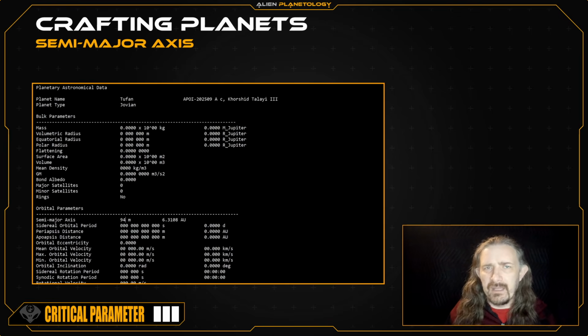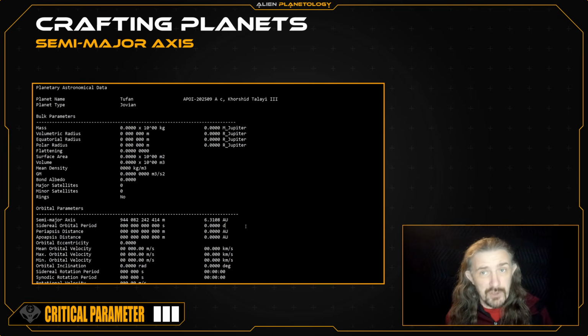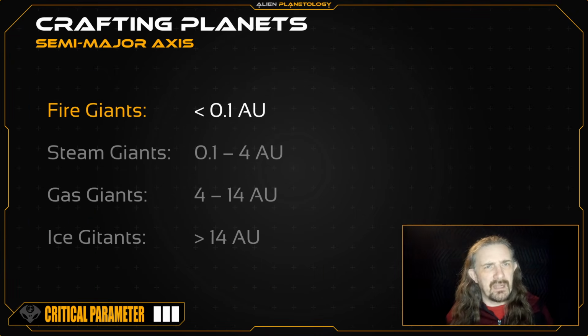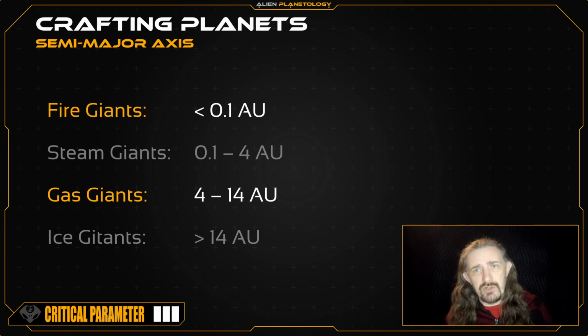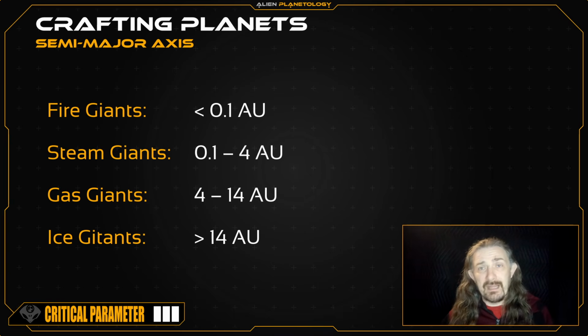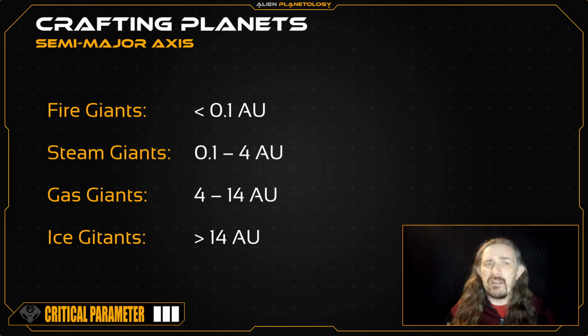Where you place your Jovian planet will likewise depend on the type you've chosen. Fire giants should be placed less than 0.1 AU from their star. Gas giants should be between 4 and 14 AU, and ice giants should be beyond 14 AU. Steam giants should be placed at a distance between 0.1 and 4.0 AU. But if it is to be within the habitable zone, then you should follow the instructions in my previous video to calculate the appropriate distance based on the desired stellar flux. Link in the card and video description below.